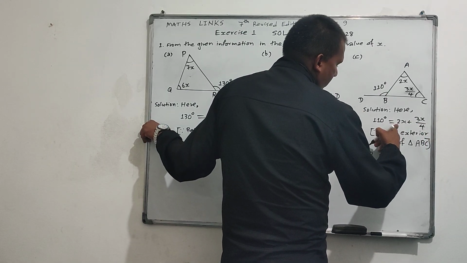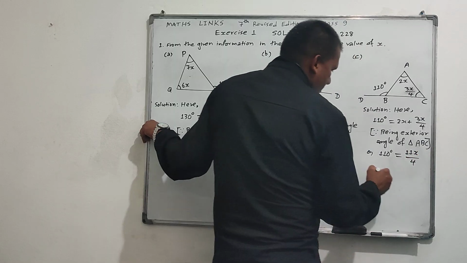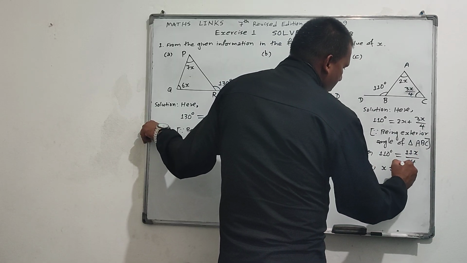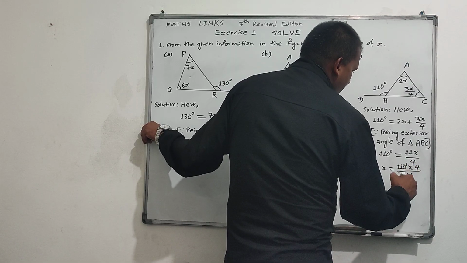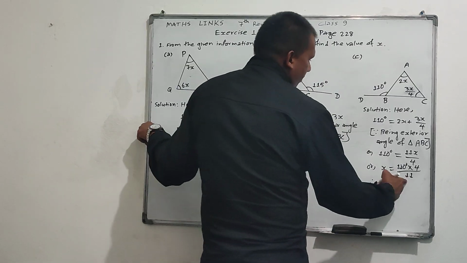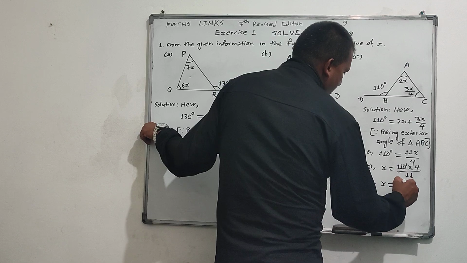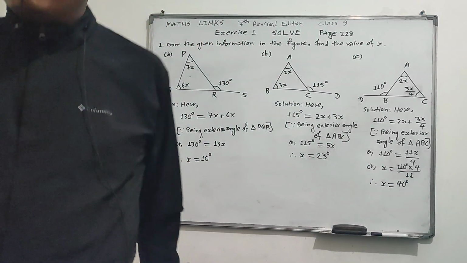4 twos are 8. 8 plus 3, 11. So 11x upon 4, or x equals 110 degrees multiplied by 4 divided by 11. Therefore, x equals 11 tens are 110 and 10 fours are 40. So x equals 40 degrees. This is the required value of x.